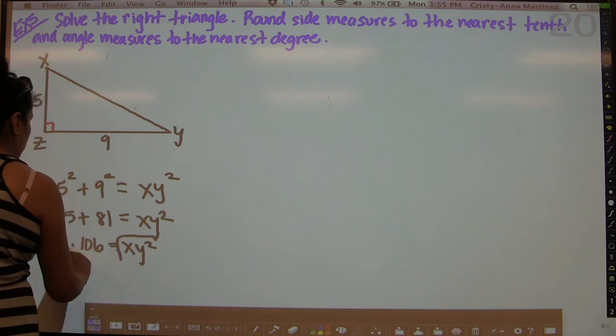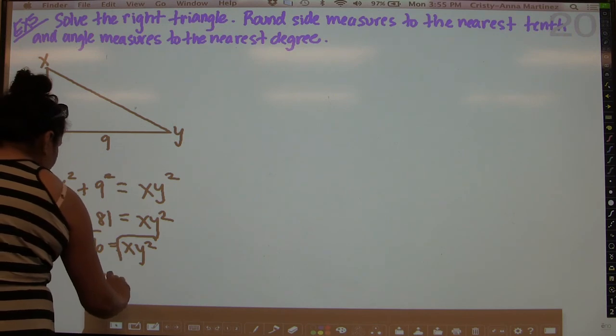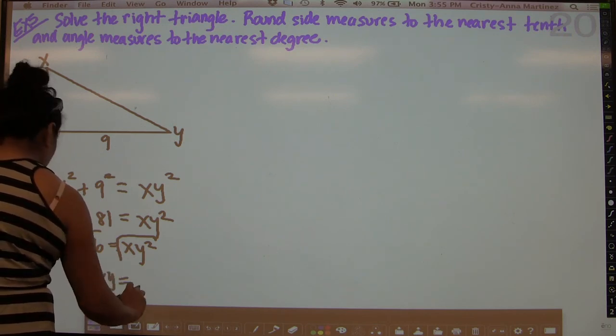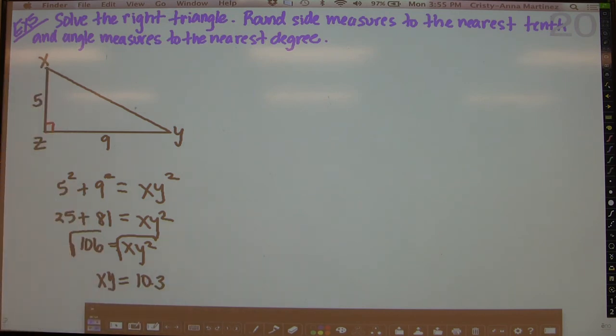And then we can take the square root of both sides, and the square root of 106 is, we're going to round to the nearest tenth because it's a side measure. So xy is equal to 10.3 because it's 10.29, but we round to the nearest tenth, so it's going to be 10.3 for side xy. And then when it says to solve the right triangle, it wants you to solve all the missing parts. So we found the missing side, but now you need to figure out what the two missing angles are. So now we're going to do that.